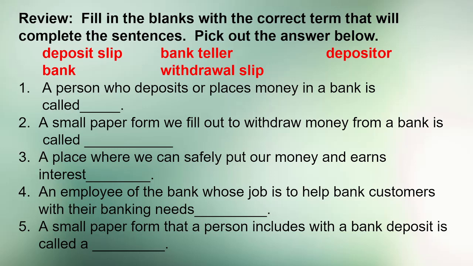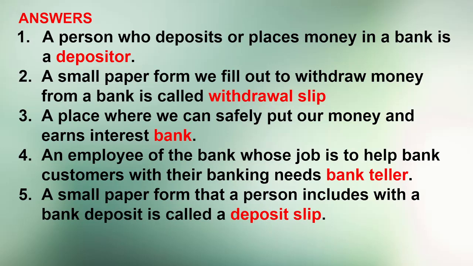We discussed this lesson last week. Let me see if you got all the answers correctly. The first one, our answer is depositor. If you are a person who puts your money in a bank, you are called a depositor. The form that we use to withdraw money is called a withdrawal slip, which you also answered last week. And a place where we can safely put our money and it will earn interest is called a bank.